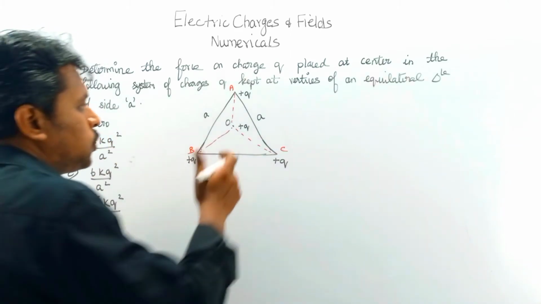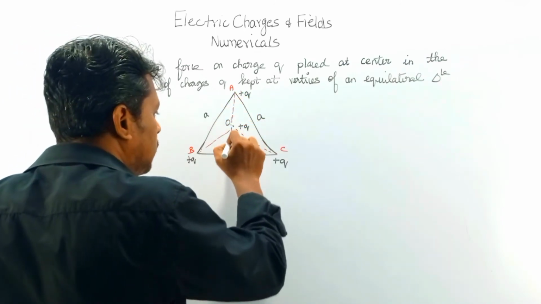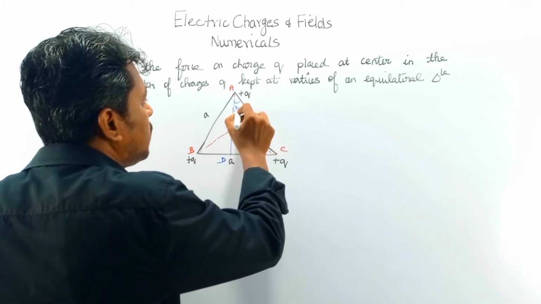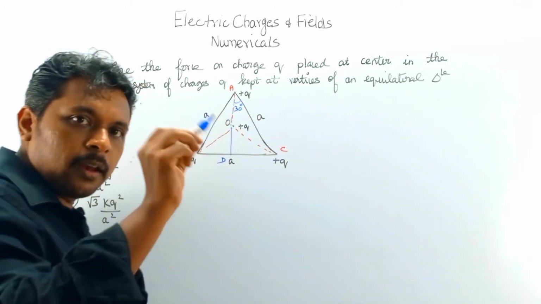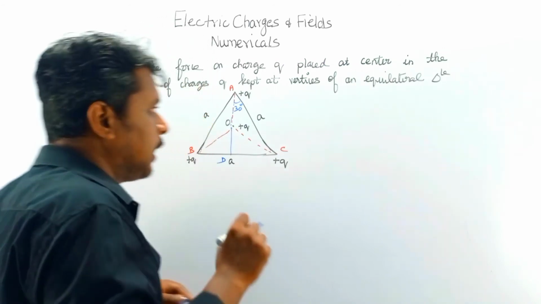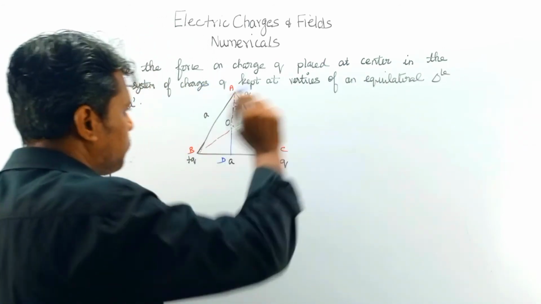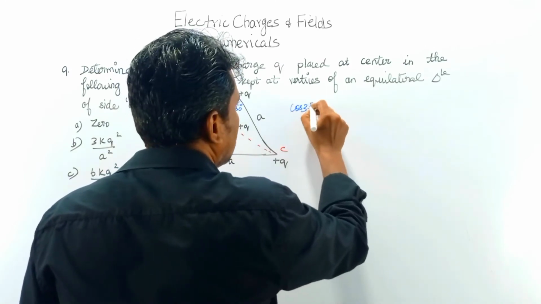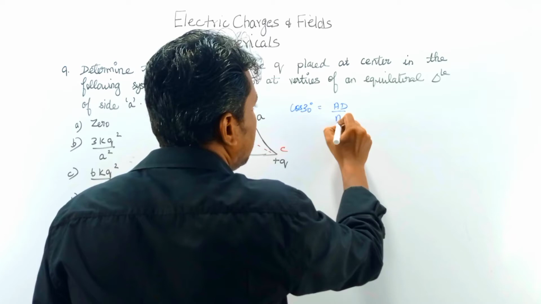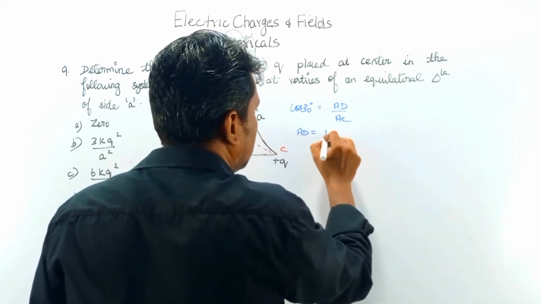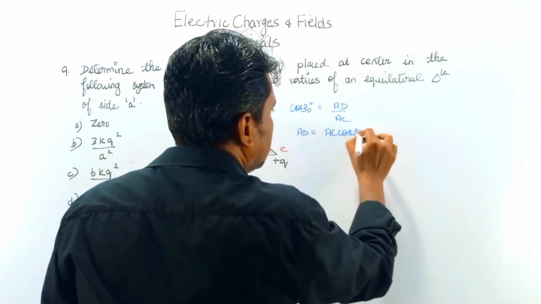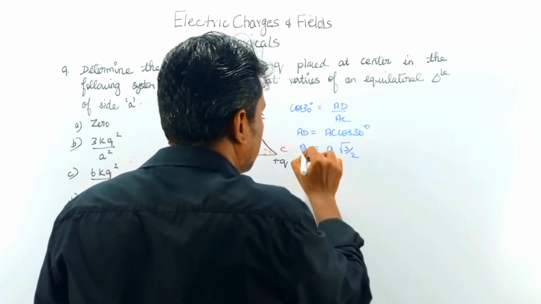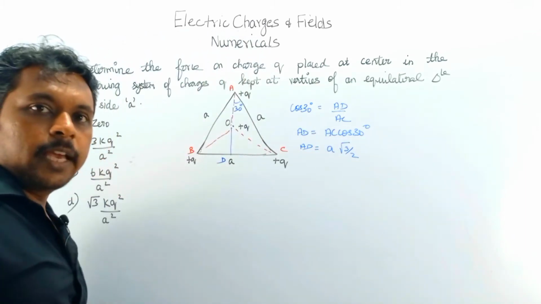I'm going to extend this line up to D, this point. Let us take this point as D. You know that this angle will be 30 degrees, because the total angle is 60 degrees for the equilateral triangle, so half is 30 degrees. Now I'm going to apply cos 30. Cos 30 gives AD by AC, in which AD is equal to AC cos 30. AC is A, and cos 30 is root 3 by 2. So we got the value of AD as A root 3 by 2.